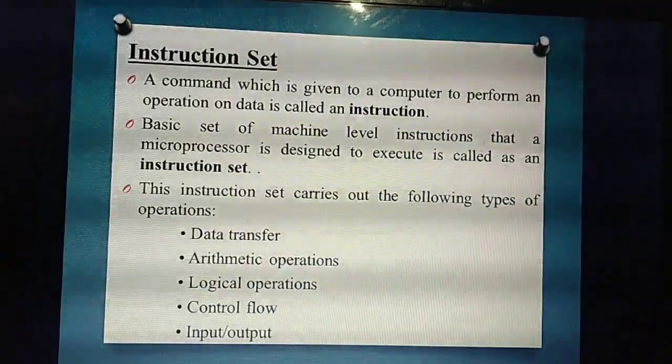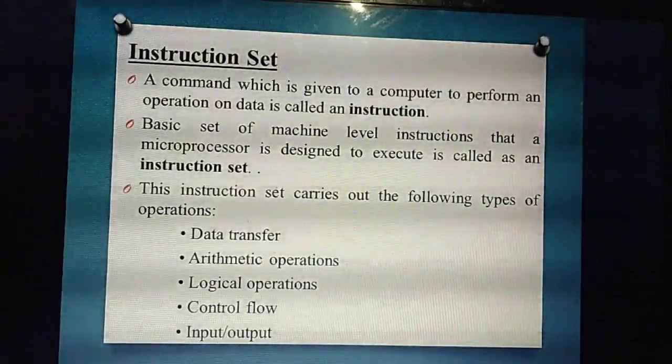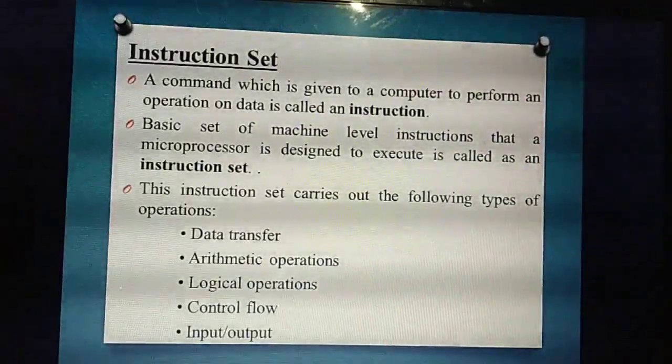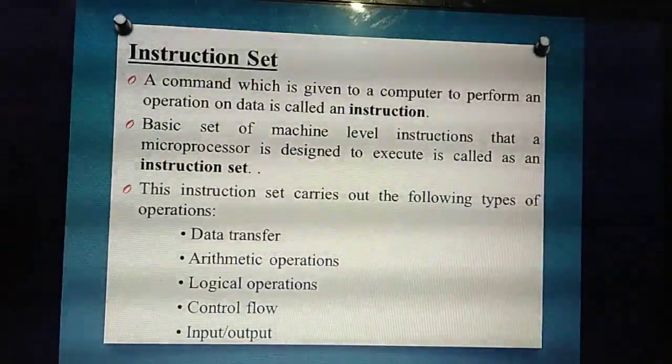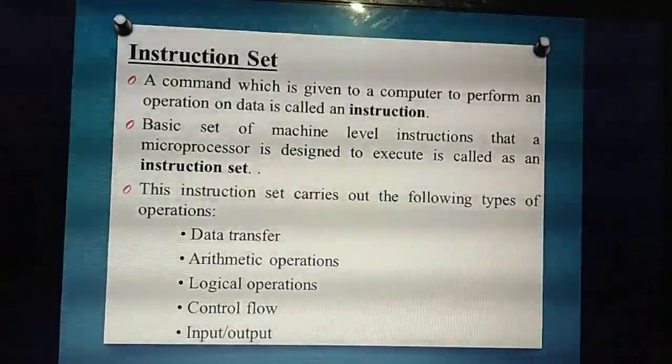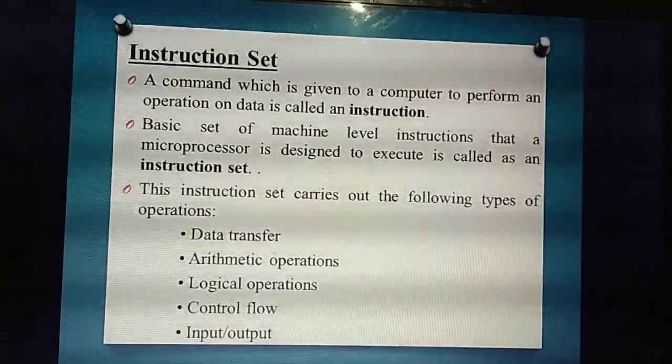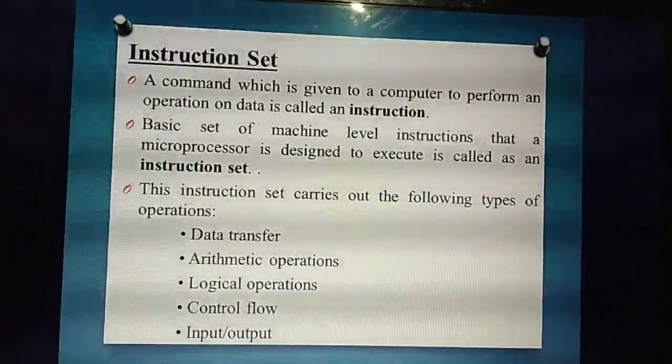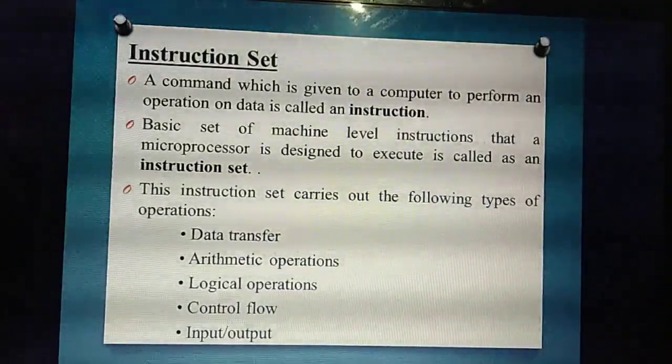First one is data transfer. What do you mean by data transfer? We can move files from one place to another place. We can copy a file from one memory device to another memory. That is called data transfer: flow of data from one place to another.